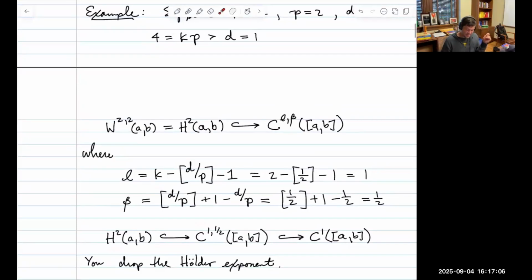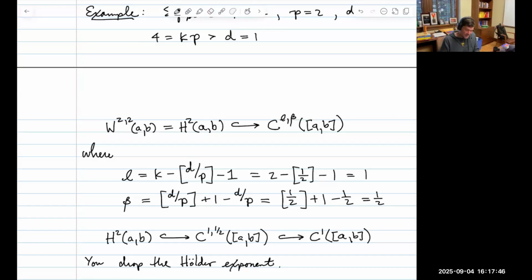So our theorem tells us that H2 continuously embeds into this function class C^{L,β} over the closed interval a to b. Oftentimes, I'm going to go ahead and drop this beta because this also continuously embeds in C^L without the beta. It's very straightforward to show that. So oftentimes I'll drop the so-called Holder exponent, but you don't need to, of course. It's just oftentimes you don't need it.